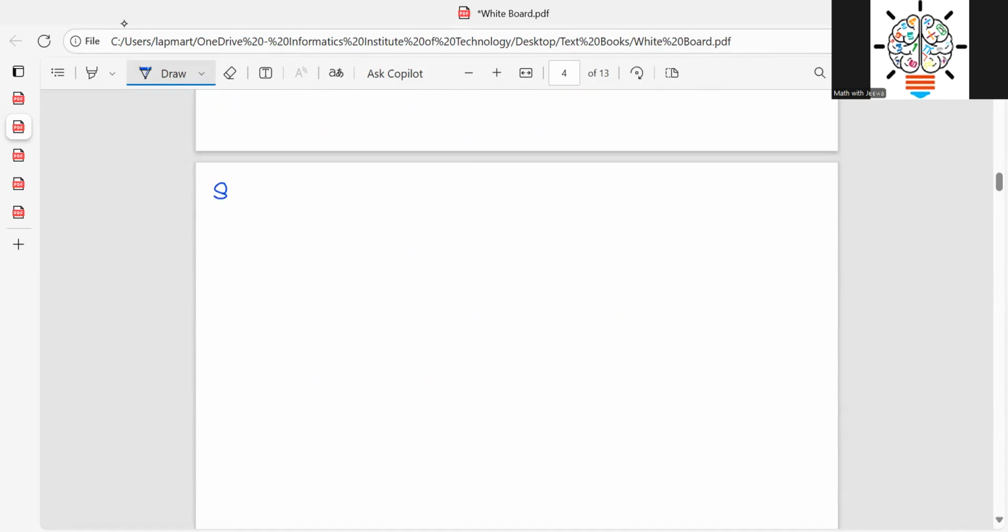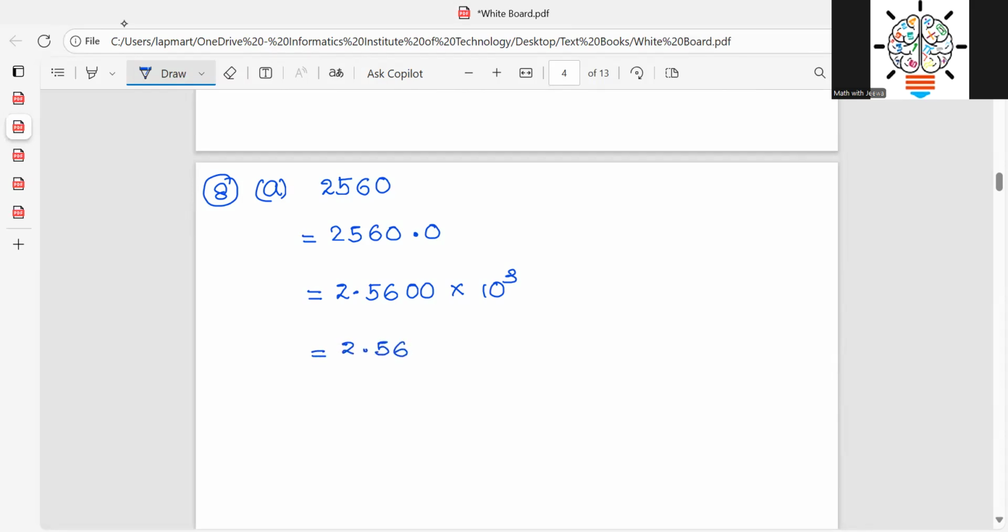Question number 8. You want to write these numbers in standard form. Part A, we have 2,560. And then I write this with the hidden decimal point, 2,560.0. And the standard form is a number between 1 and 10. So this should become 2.5600 times 10 to the power of, 1, 2, 3, so 3. And no point of keeping the zeros in a decimal number. So 2.56 multiplied by 10 to the power of 3.